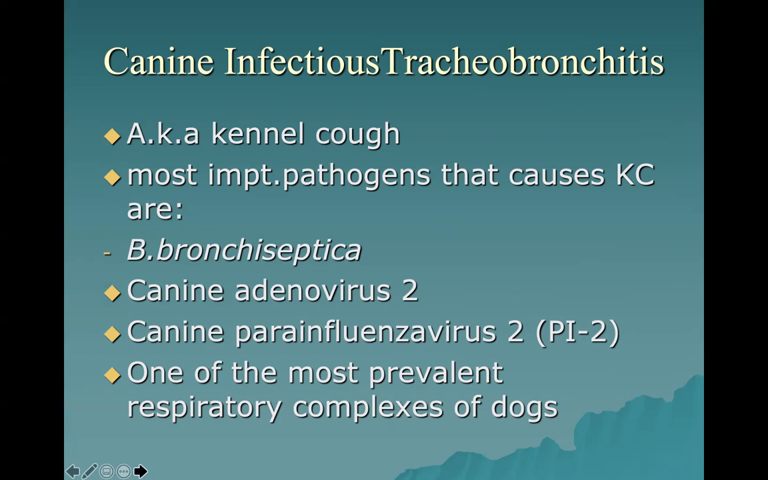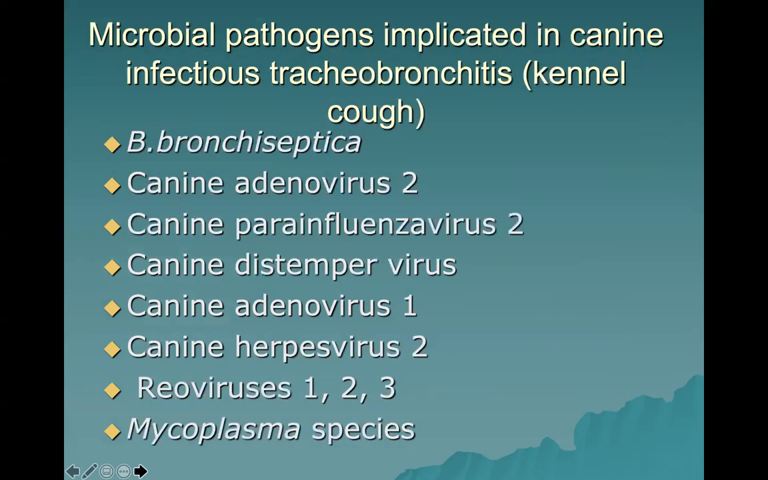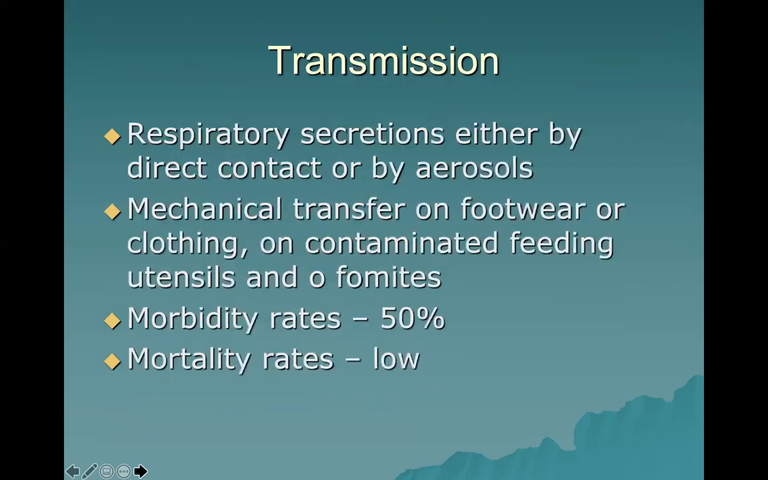So this is one of the most prevalent respiratory complexes of dogs. Other microbial pathogens that are also implicated in causing canine infectious tracheobronchitis are canine distemper virus, canine adenovirus, canine herpesvirus 2, and reoviruses 1, 2, and 3, and other mycoplasmal species.